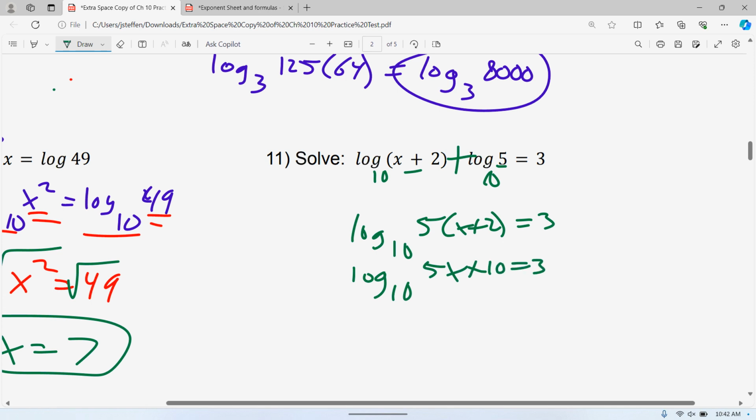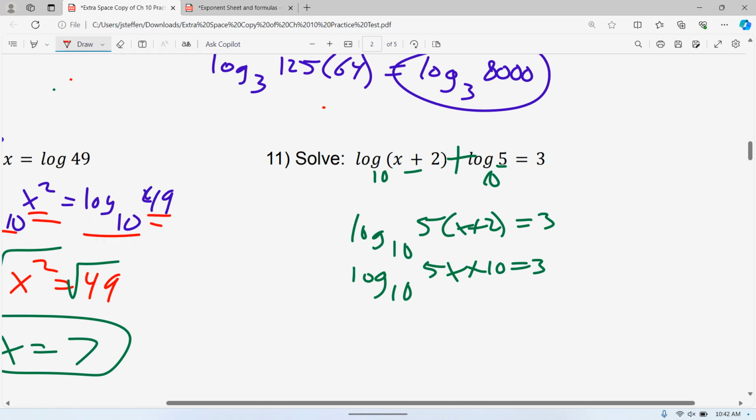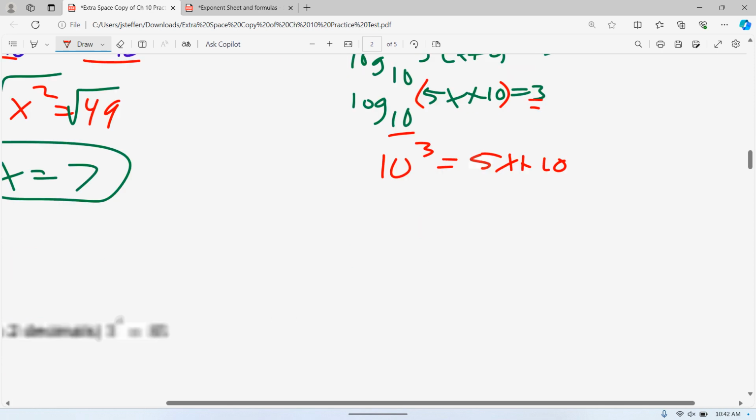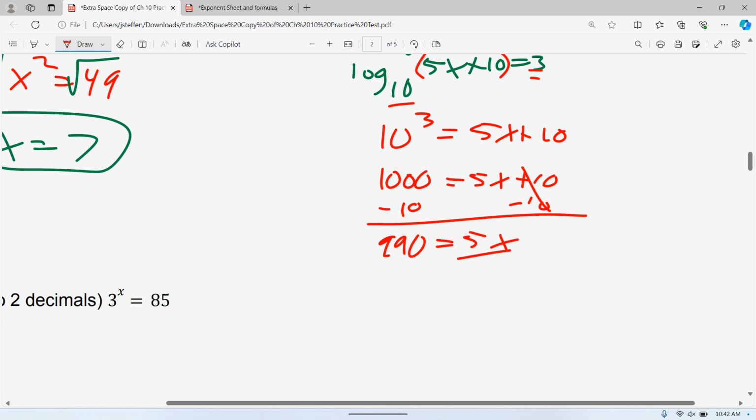So from here then, this is what is different than the last one. Now you're going to make it into exponent form. So 10, your base, raised to the 3rd is equal to that 5x plus 10. And then you're going to solve this one. So 10 to the 3rd is 1,000. Use your calculator if you need to. Subtract 10 from both sides. This is just a normal multi-step equation we've done before. And divide both sides by 5. You get x to be 198.